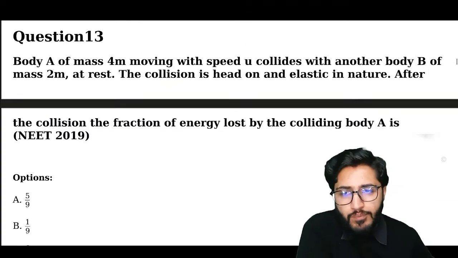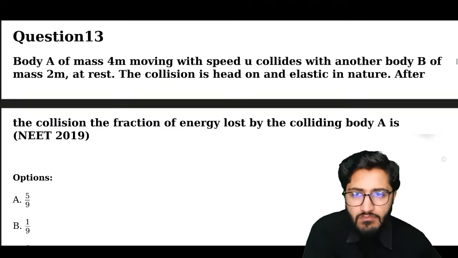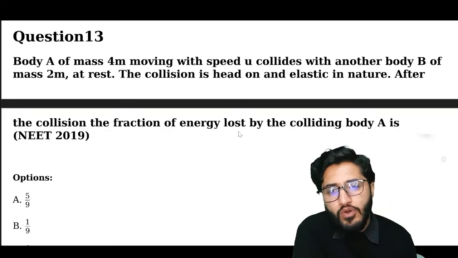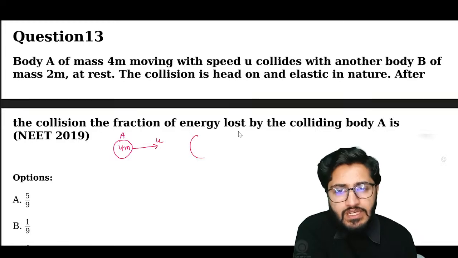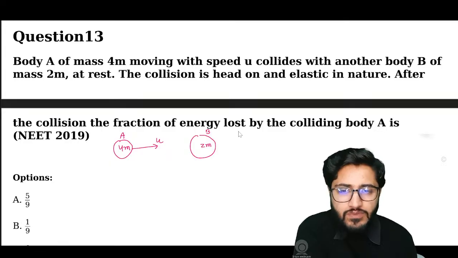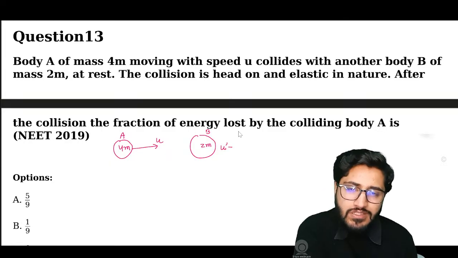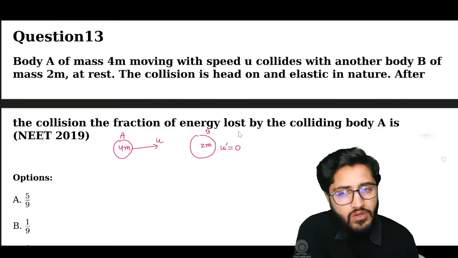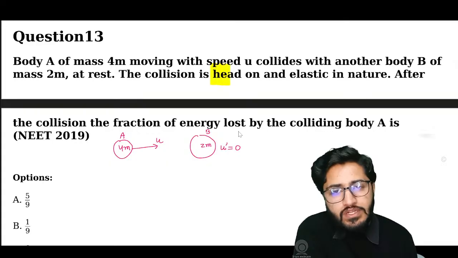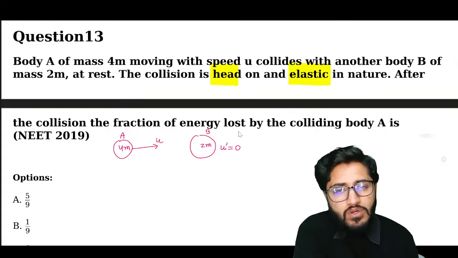We have a body A of mass 4m. It moves with speed u, collides with another body B of mass 2m, whose velocity is 0. The collision is head on and elastic, e equals 1. Now, in nature, after the collision, find the fractional energy lost.